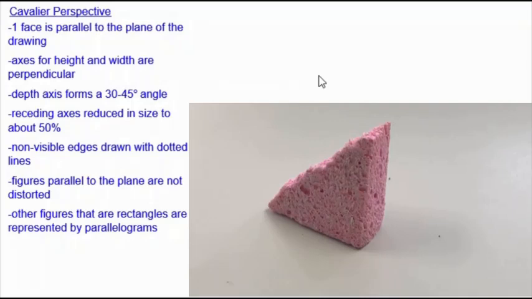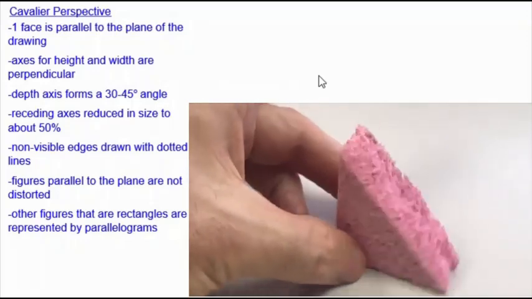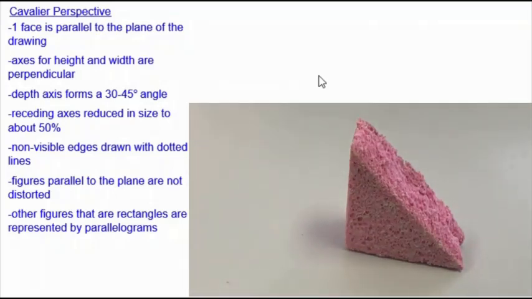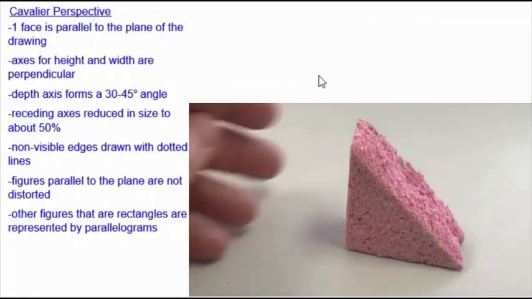There are actually 7 different ways of drawing this. We have this position. We also can twirl it around so that the triangle has its right angle on the bottom left instead of the bottom right. And we get a Cavalier perspective that looks like this.